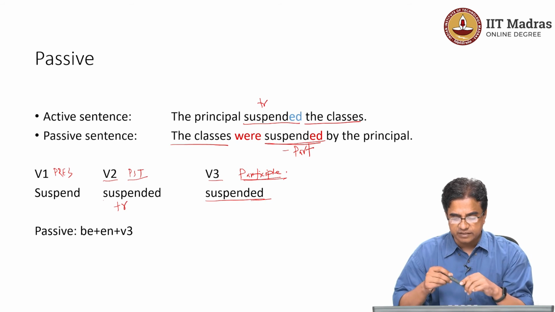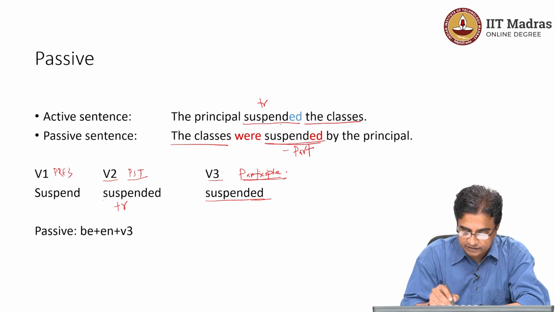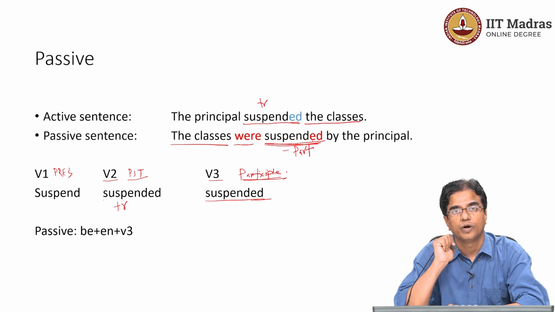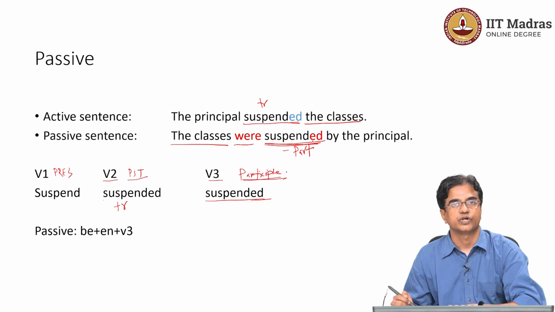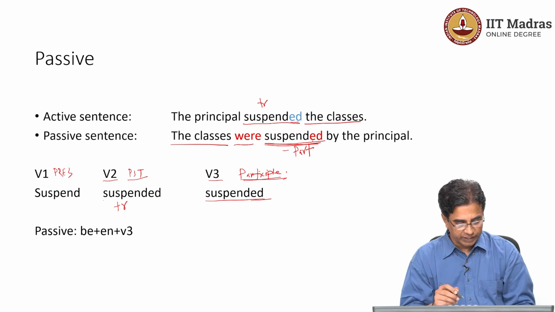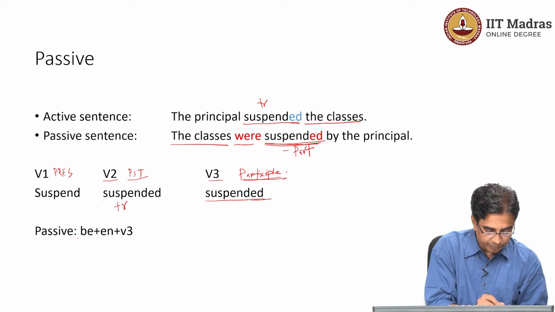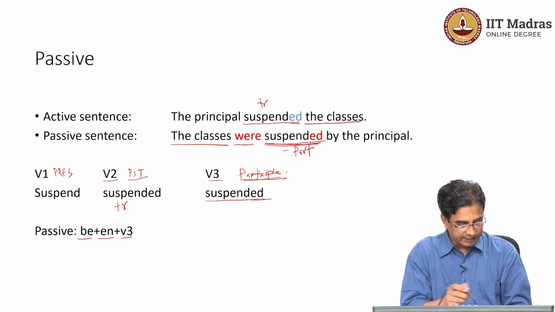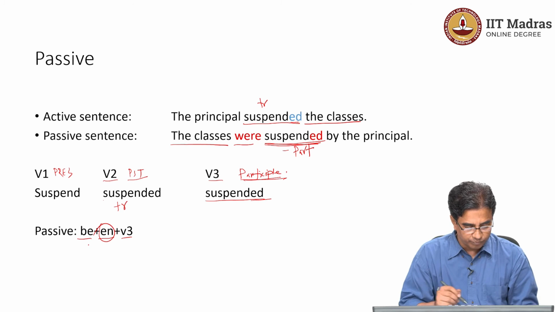Classes were suspended. So, we bring classes were suspended. We are retaining the past tense because this is past tense, but we are using the participle form of the verb here, which does not take an object. So, we understand the passive as be plus en plus verb 3. I'll talk about this en form.